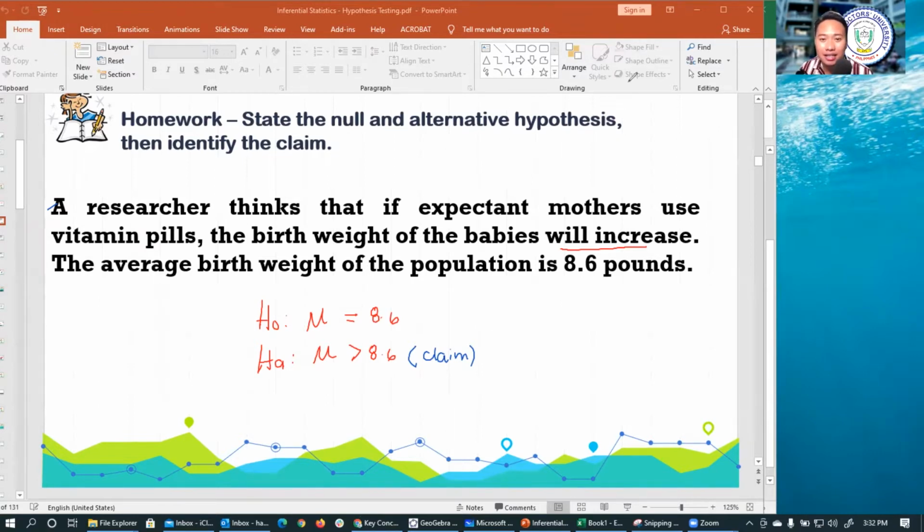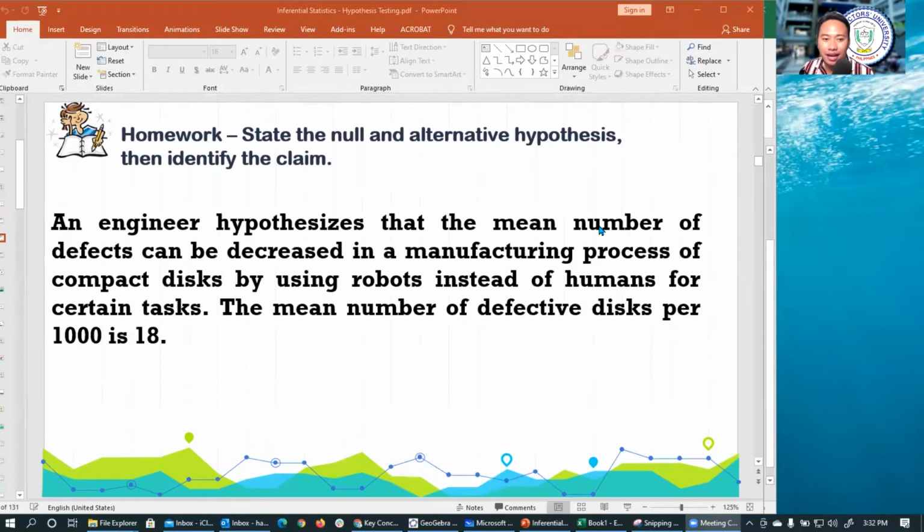I'm going to erase the drawings, guys. Let me proceed to the next slide. An engineer hypothesizes that the mean number of defects can be decreased in a manufacturing process of compact discs by using robots instead of humans for certain tasks. The mean number of defective discs per 1,000 is 18. What's going to be our null hypothesis?